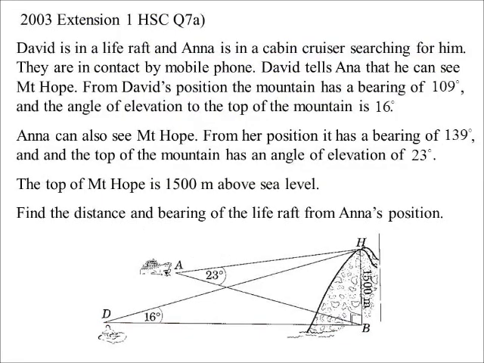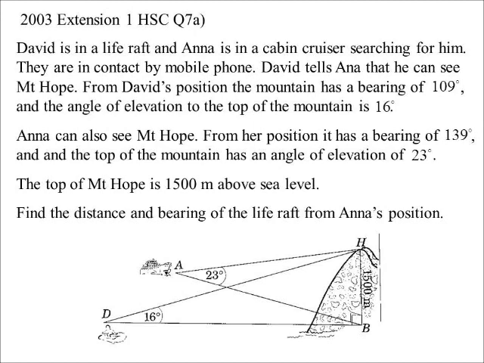Let's do a 3D trig problem. 2003 HSC. Okay, so David's out there in a life raft. There's his little life raft, cleverly at point D for David. And Anna, at point A for Anna, is in a cabin cruiser. That's a mighty big cabin cruiser, but anyway, is in a cabin cruiser. They're in contact by mobile phone. How fortunate. So David tells Anna, who for some reason has changed the way she spells her name, must be a typo, that he can see Mount Hope.